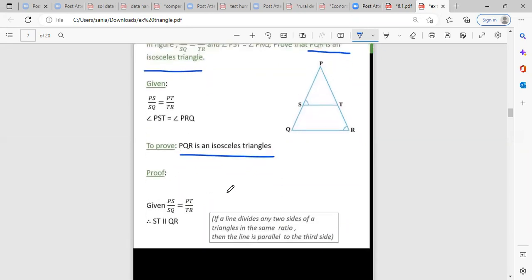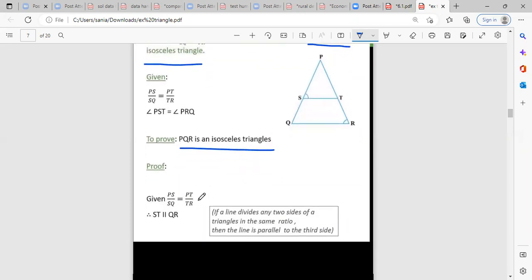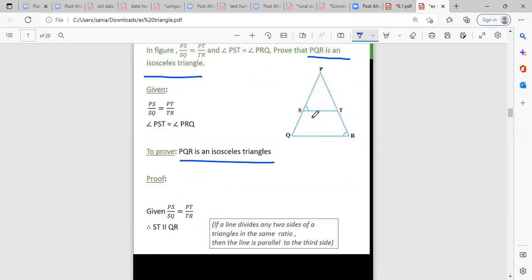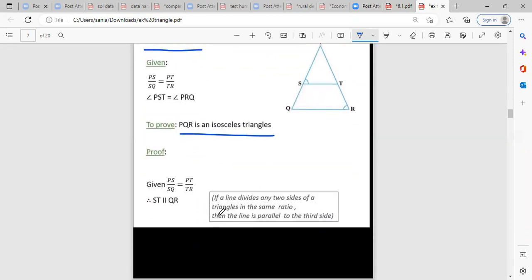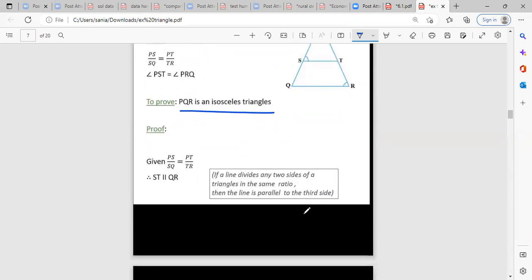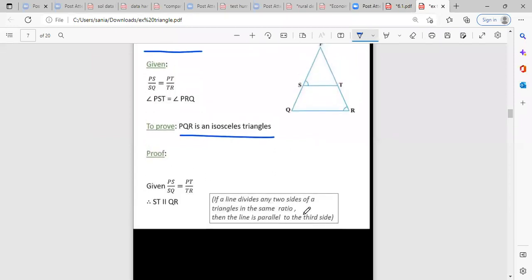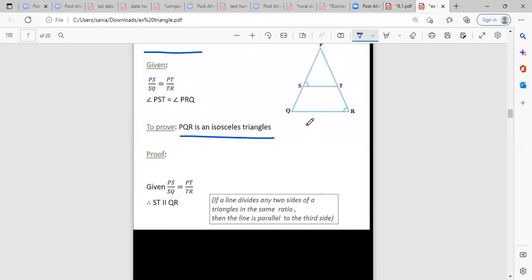So let's start. It is given that PS divided by SQ is equal to PT divided by TR. Because this is given, that means ST is parallel to QR. You know the property: if a line divides any two sides in the same ratio, it is parallel to the third side. Earlier, when parallel was given, we were writing the ratio. If the ratio is given, then we write parallel.